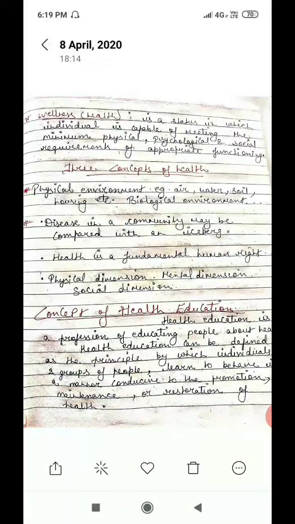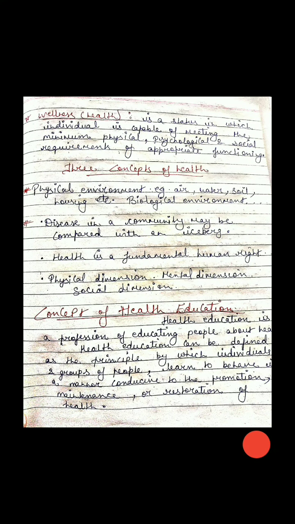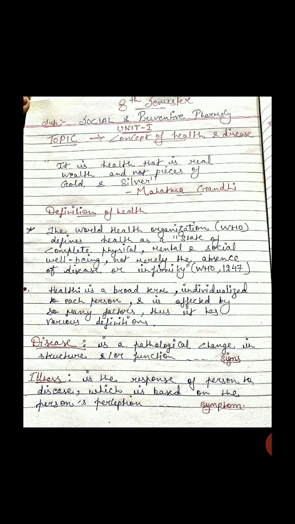Next is wellness. Wellness is a status in which an individual is capable of meeting the minimum physical, physiological and social requirements of appropriate functioning. Wellness means a status in which an individual is capable of meeting the minimum physical, physiological and social requirements, and that decides the wellness. This is what we have discussed about health, disease, illness and wellness.